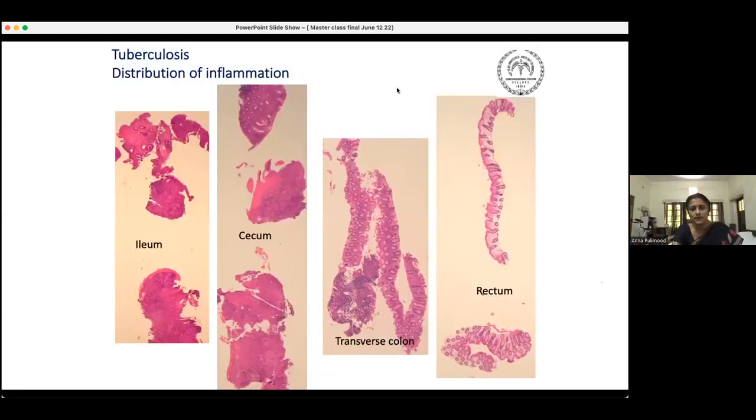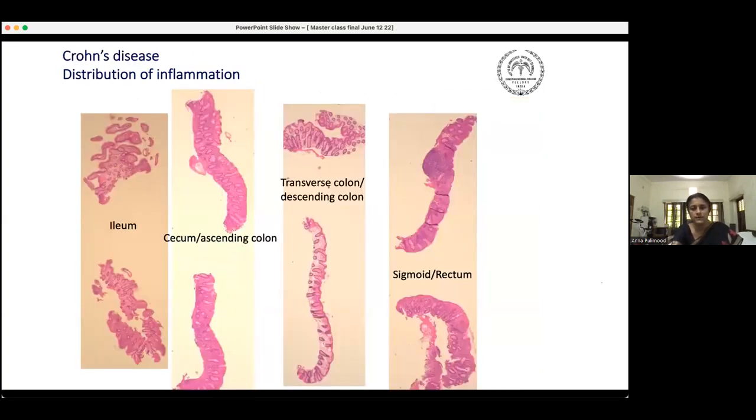Here, this was the image that I showed you earlier, where the rectum is completely spared, transverse colon hardly involved, but ileum and cecum very markedly involved in a case of tuberculosis. Crohn's disease here, you see, the ileum is mildly involved, the cecum is somewhat more involved, cecum ascending, transverse is spared, this is a skip segment, and again the rectosigmoid is involved.